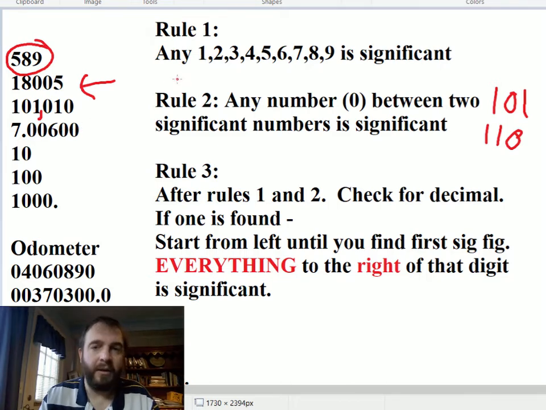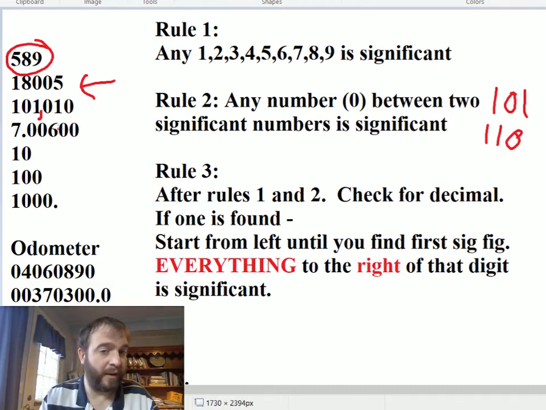Let's look here at 7.00600. Okay? First rule, any number that's not 0. Okay? 7 is not 0. 6 is not 0. Okay, so that's Rule 1. Rule 2, any numbers between significant digits. Well, this 0 is between. This 0 is between. These, well, there's nothing over there. I mean, there's a 0, but that's not significant, so we can't count that. So we only have 7006. Now let's go to Rule 3.